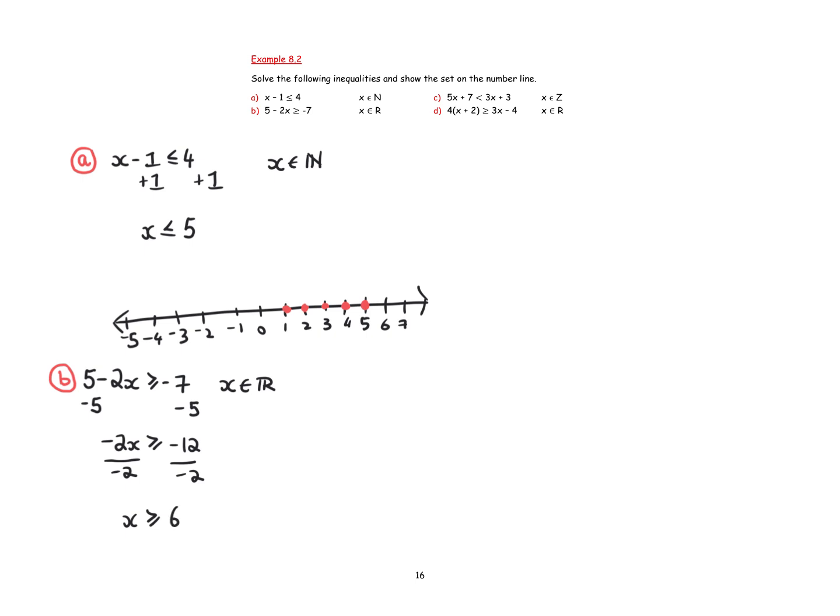Now, I have to bear in mind, have I multiplied or divided by a negative number? And I've divided by minus 2. So this inequality sign here is going to flip, and what we'll have is x is going to be less than or equal to minus 6. Then we draw this on our number line.